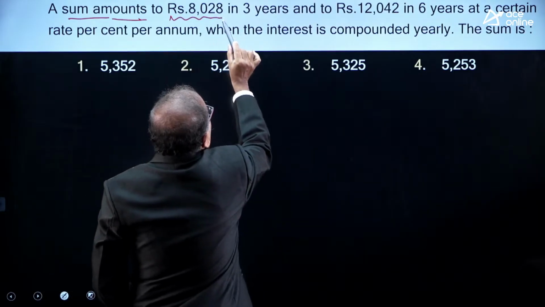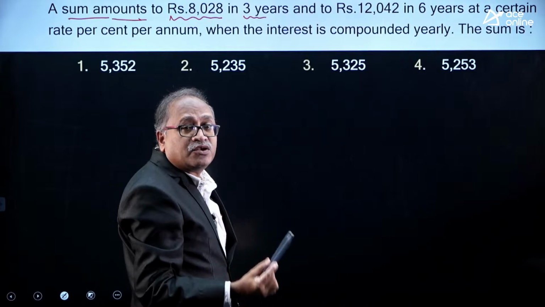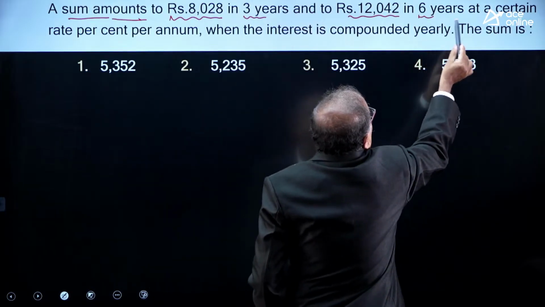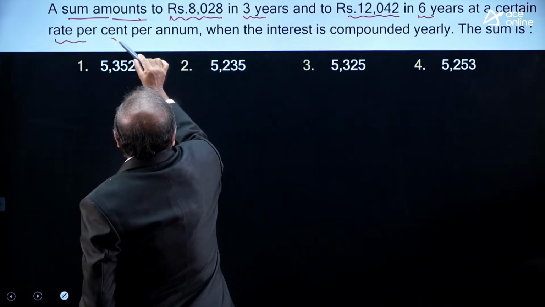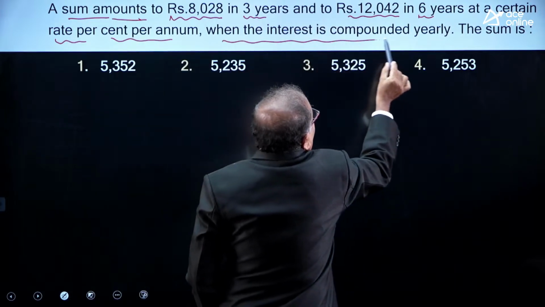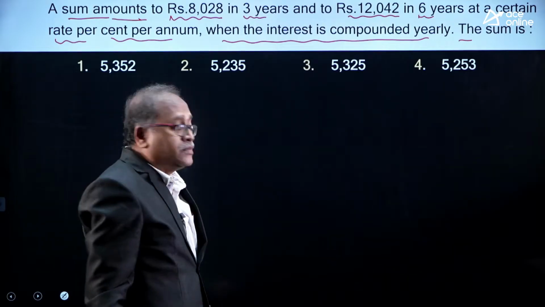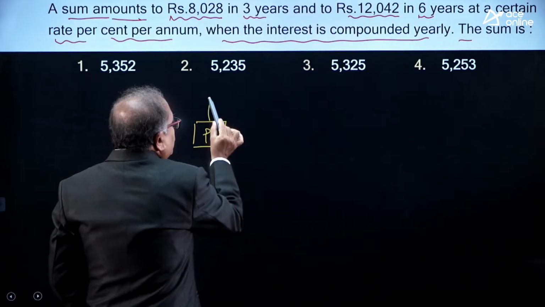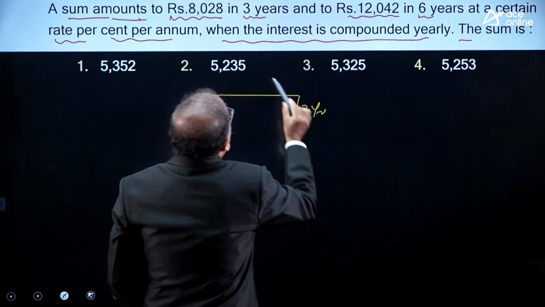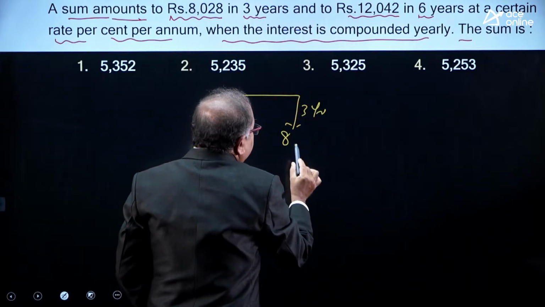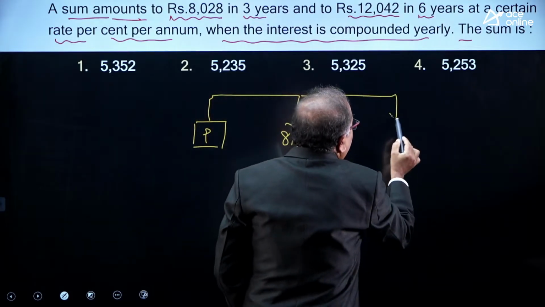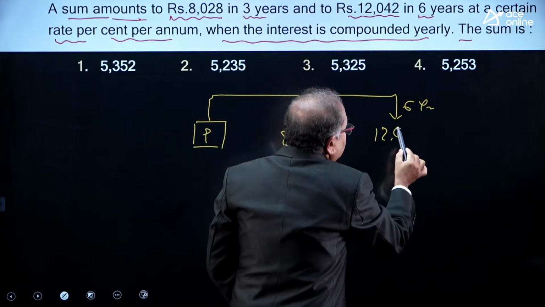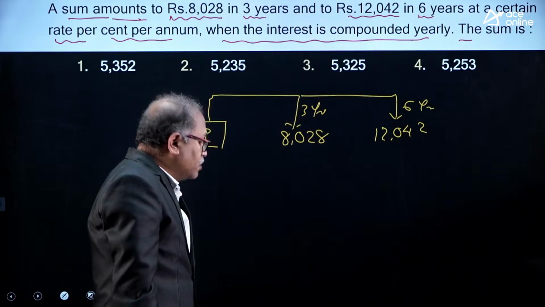A sum amounts to rupees 8,028 in 3 years, and to 12,042 in 6 years at a certain rate per annum, when the interest is compounded yearly. Find the sum. I do not know what the sum is, but this concept is absolutely necessary to learn. After 3 years, I know the amount is 8,028, and after 6 years it becomes 12,042. So, I will tell you how to answer the question.